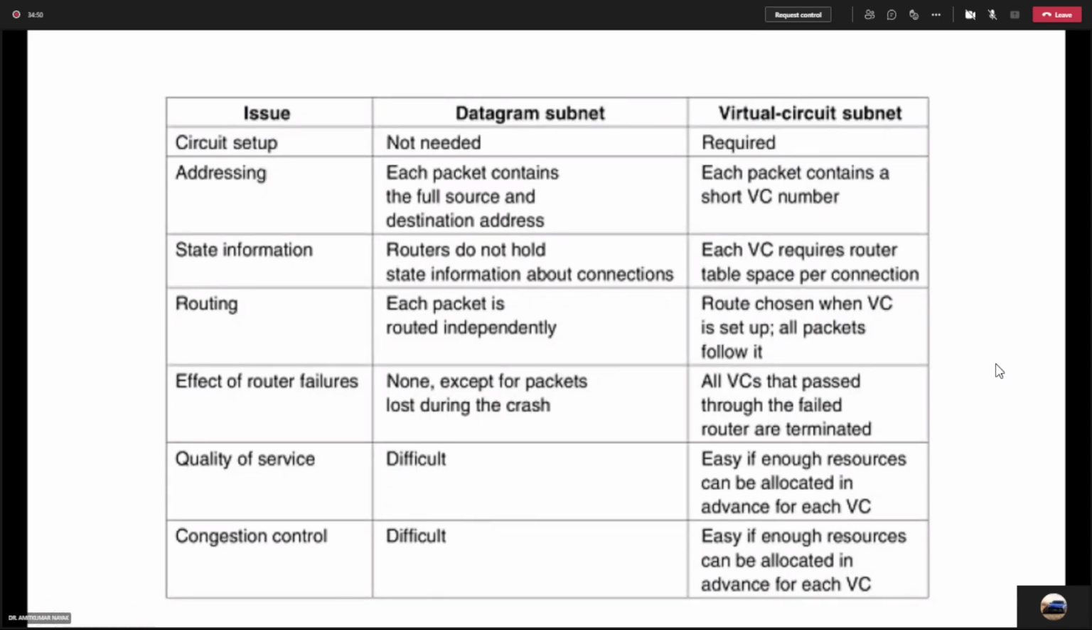You can easily deal with the network traffic because you have the idea about the path, you have the idea about the packets which are sent, the packets which are received, and the packets which are dropped. So it is easy to implement congestion control mechanism in virtual circuit subnet or connection-oriented communication, whereas it is very difficult to implement congestion control technique in datagram subnet or in connection-less communication.